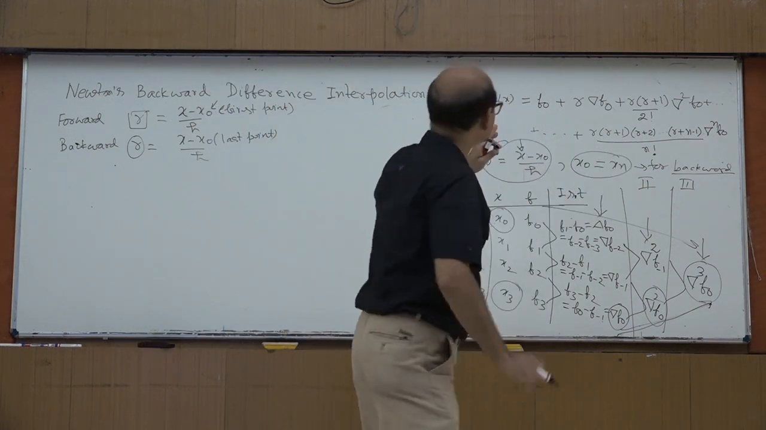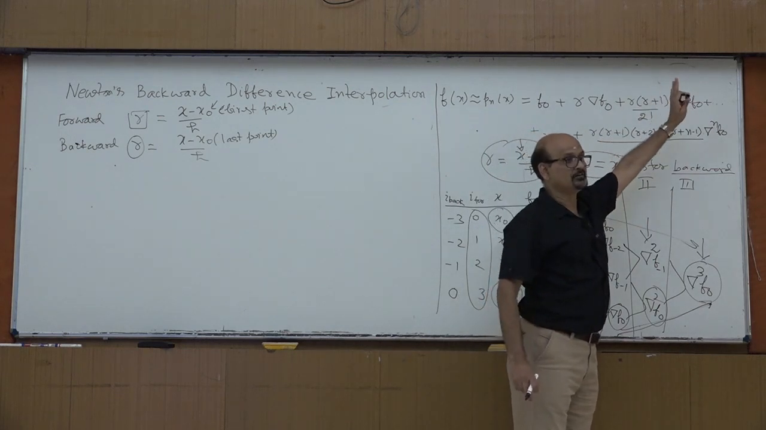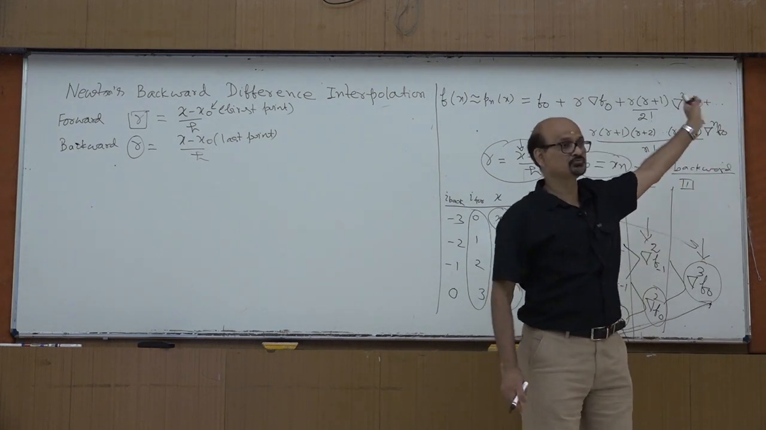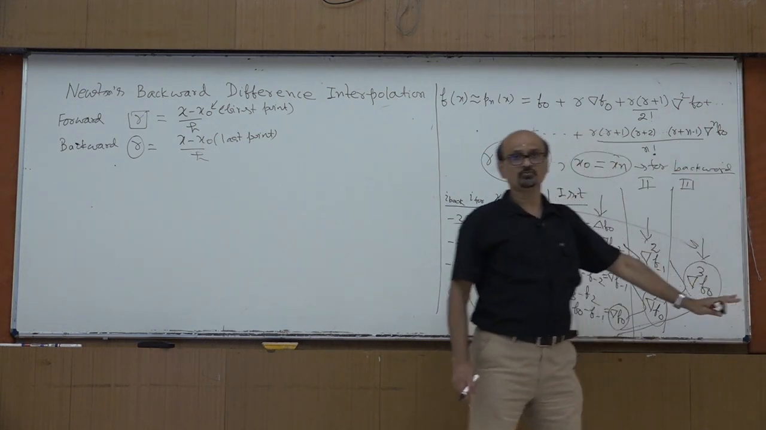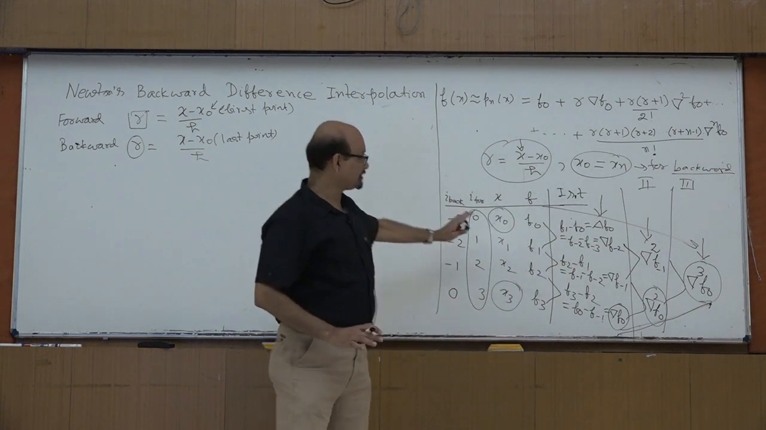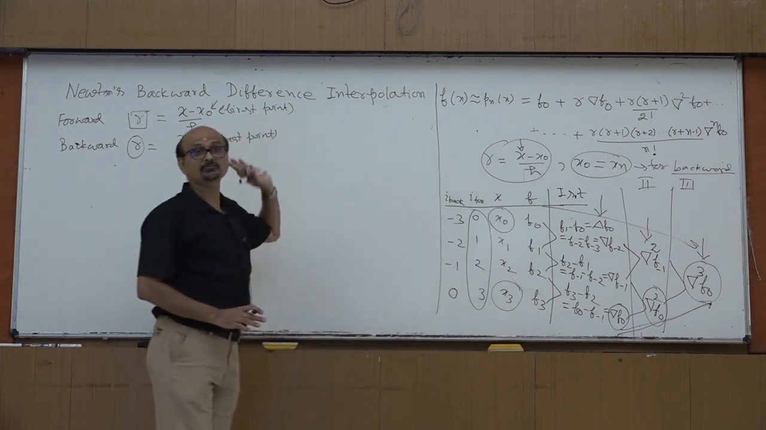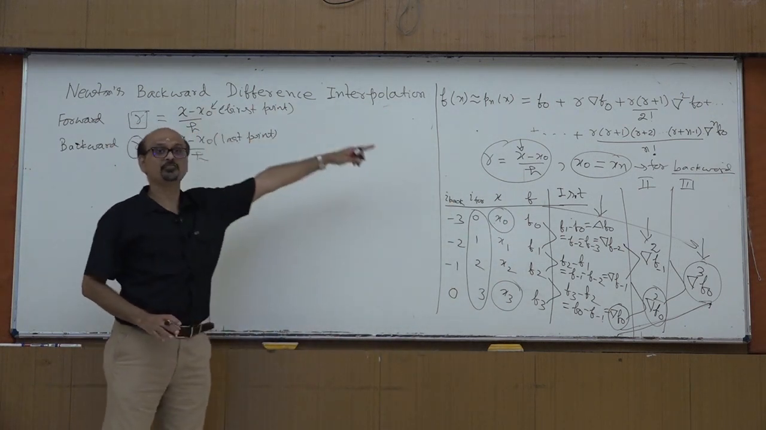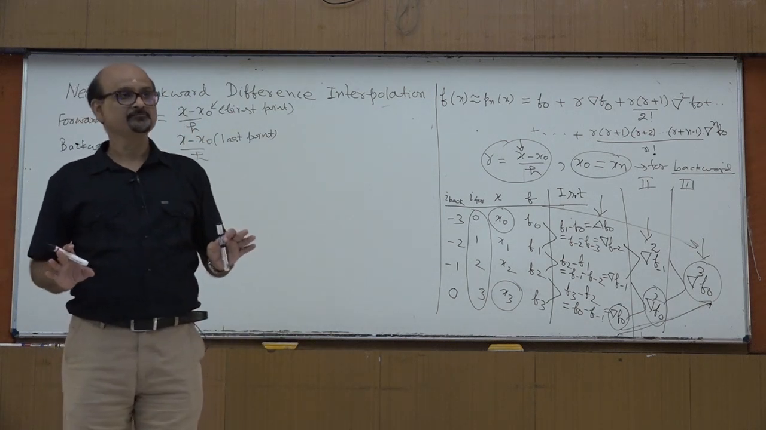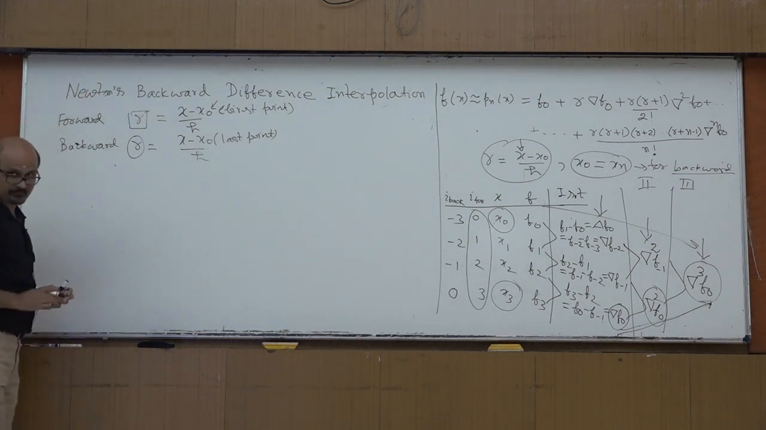And the formula changes a little bit. There it was r into r minus 1 by factorial 2, etcetera. Here it is r into r plus 1, r into r plus 1 into r plus 2, third term, like that it will go. Okay? So, these are the differences between forward and backward. The same table you can use for both, only the formula will change, that r will change. Don't use this r for backward, you may get the wrong answer. Fine? Now, let us see about the error again, error for backward.